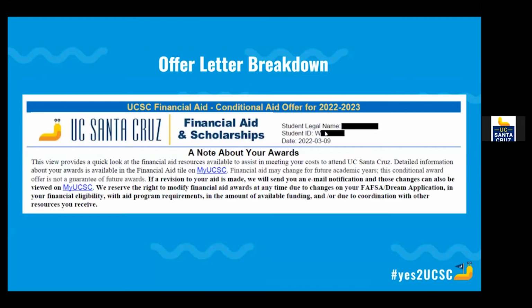Be sure to have that ID number handy. It's a really quick way for us to look you up. And also some information about how you can find this offer in your My UCSC portal. So if you can't find your PDF version anymore, you don't know where it's at, it does live in your My UCSC portal.